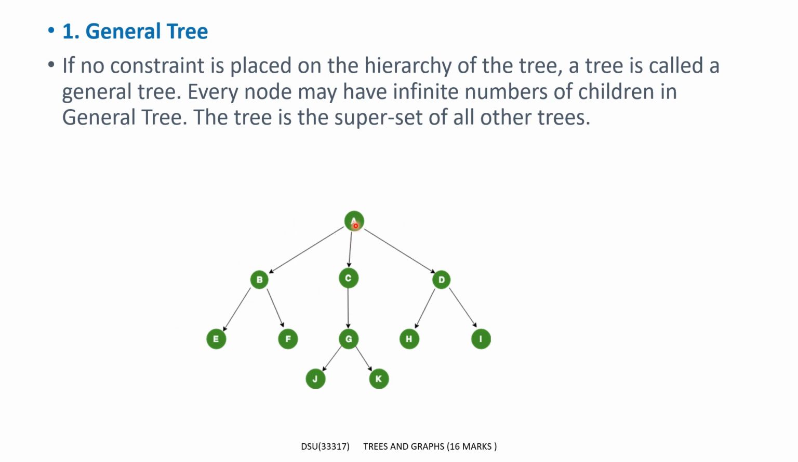See here, this is root node A. It has three nodes B, C, D. Then again B has E and F nodes. C has a G node, and G has again J and K nodes. D has H and I nodes. This tree is called a general tree, because every node may have an infinite number of children. There is no specific number of children like 2 or 1.